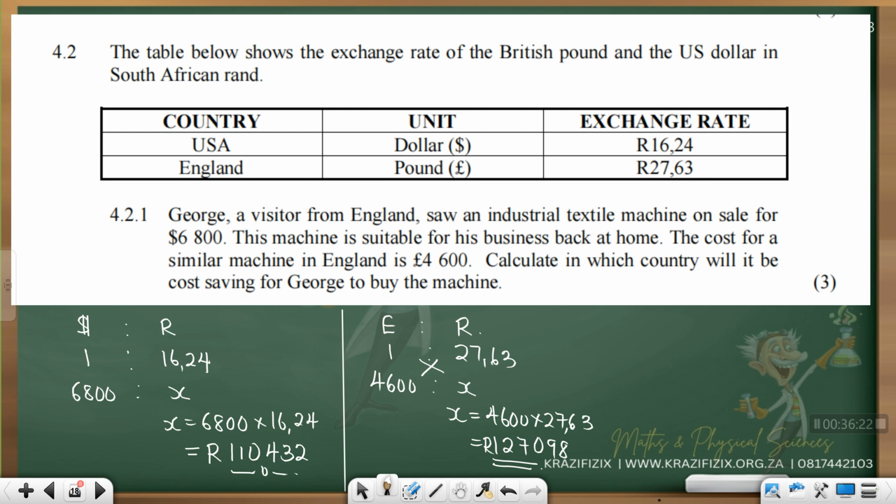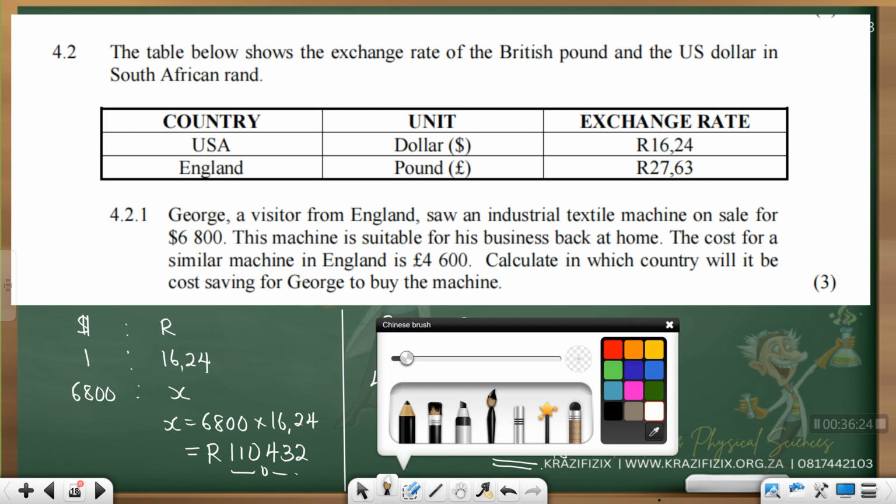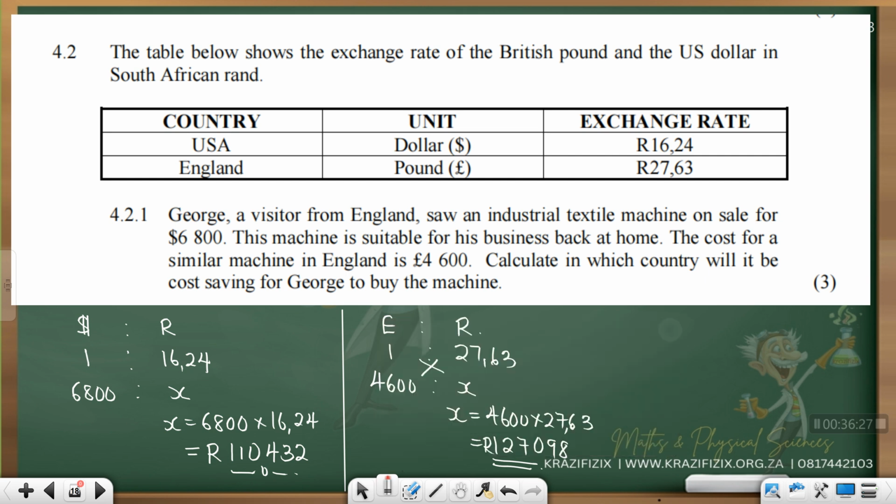In England, they spend pounds. If he buys it in England, the value would be worth 127,000. But if he buys it wherever he went to, did they tell us where he went to? No. They didn't tell us, but probably he went to the USA. That's where dollars is. So it's cheaper for him to buy it in the United States of America. So cheaper in USA. Are we on the same page?